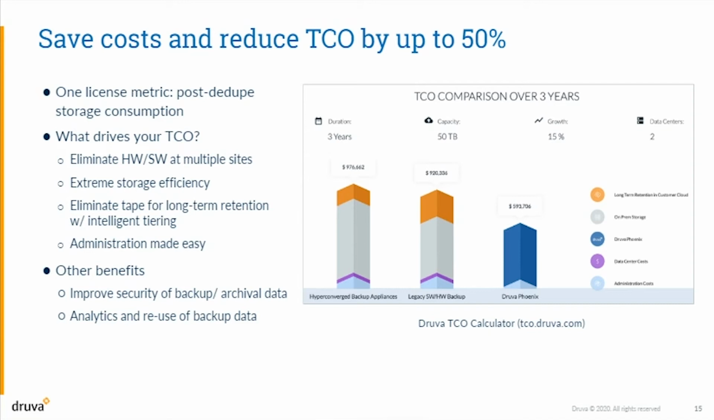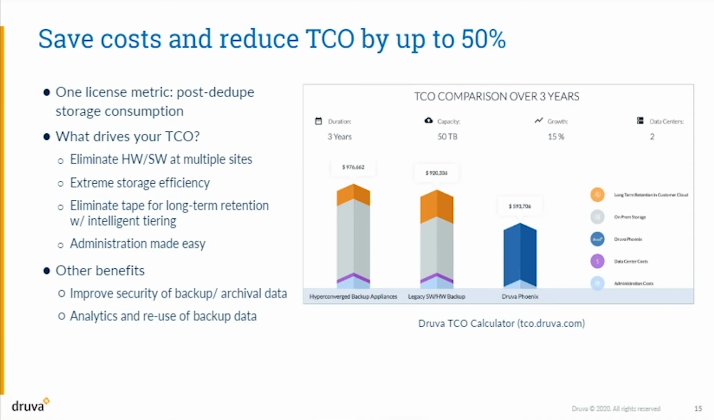So I talked a little bit about TCO and cost reductions. But one of the compelling things that customers tell us they like about our approach is that we have a single license metric for using Druva to protect your remote or branch offices. And that's your post-dedupe storage consumption. So there are no other ingress or egress charges. You don't have a software charge and a cloud storage charge. It's just one metric that you look at. That makes understanding what you have easy, and it eliminates surprises.